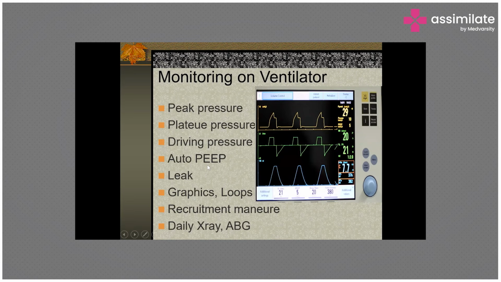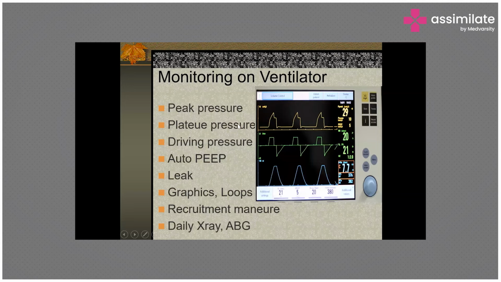There will be some amount of air which is always left inside at the end of expiration, which is not exhaled completely. That will lead to auto PEEP, or we call it intrinsic PEEP. When we want to measure intrinsic PEEP or auto PEEP, there is a button here we call the expiratory hold button. We give the expiratory hold for 10 seconds, and we will be able to monitor how much is the auto PEEP.